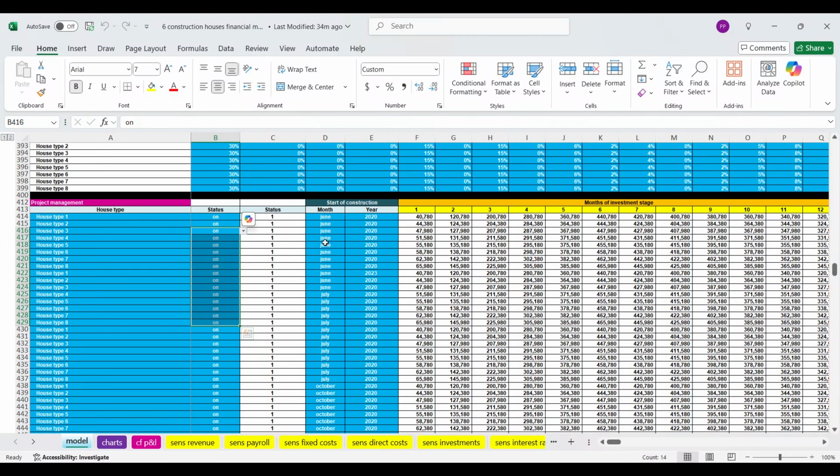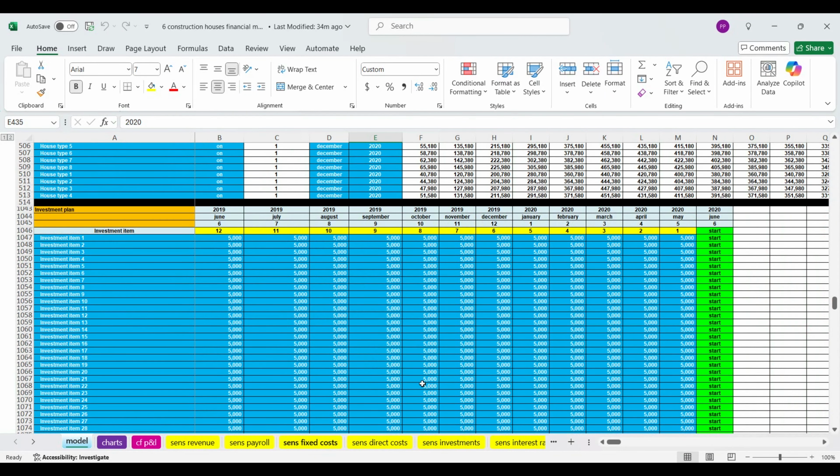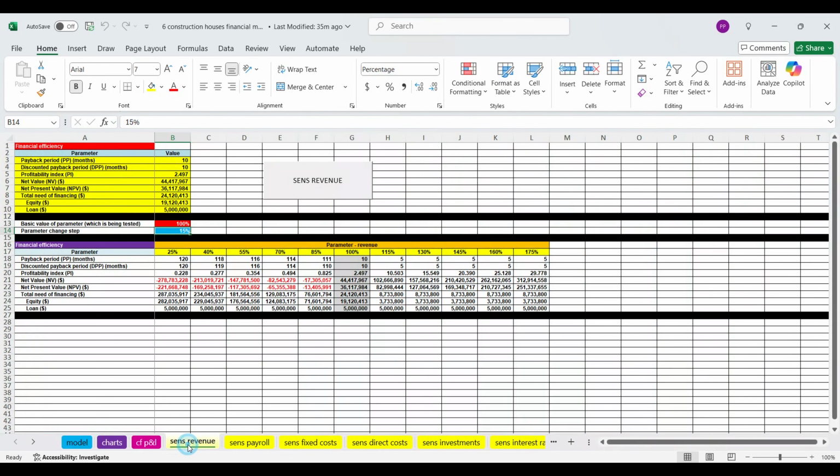Then they usually play a lot with the timing, the calendar start of building of each house, because this also affects the cash flow, how much financing you will need. And then investment stage expenses for the management company. So all these parameters are widely tested by people who are going to start this type of business. They are adjusting the inputs, then they go to the sensitivity analysis tabs, pressing this button and see when the numbers go red, when the numbers go negative, and see how flexible this or that scenario is.